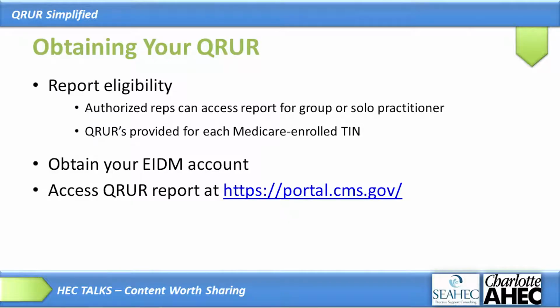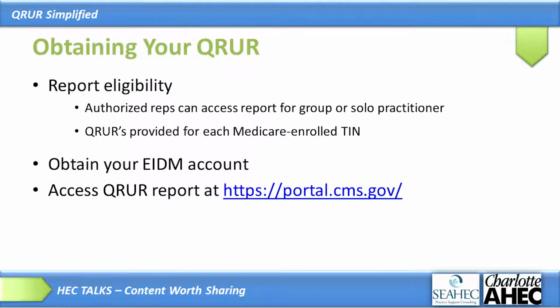QRURs are available to every solo practitioner and group practice, identified by their Medicare Enrolled Taxpayer Identification Number, the TIN. To qualify, group or solo providers report at least one quality or cost measure with at least one eligible case during the performance period. For example, calendar year 2015 is a performance period.